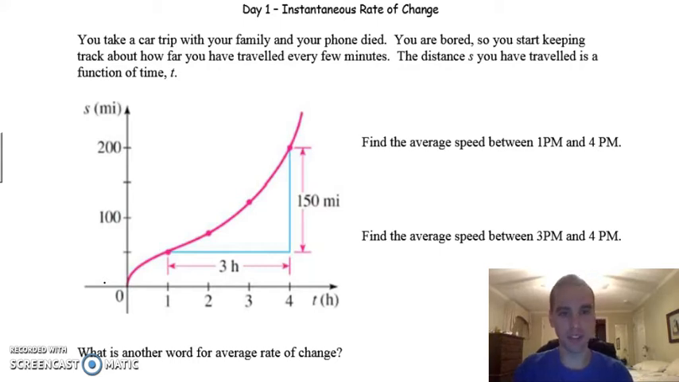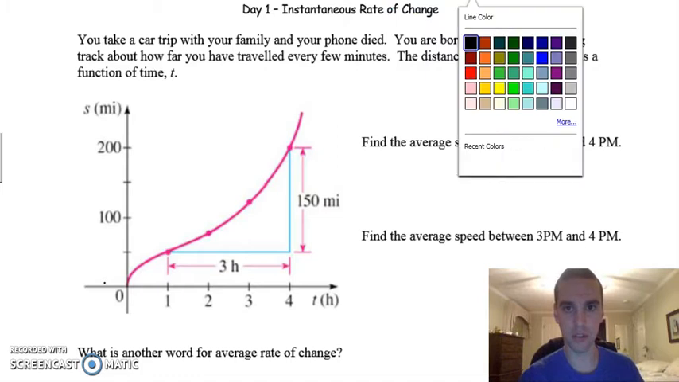You're taking a car trip with your family and your phone died, so you're bored. So you start keeping track of how far you travel every few minutes. The distance traveled is s. It's a function of time t. So when we look at this, it says find the average speed between 1 p.m. and 4 p.m.